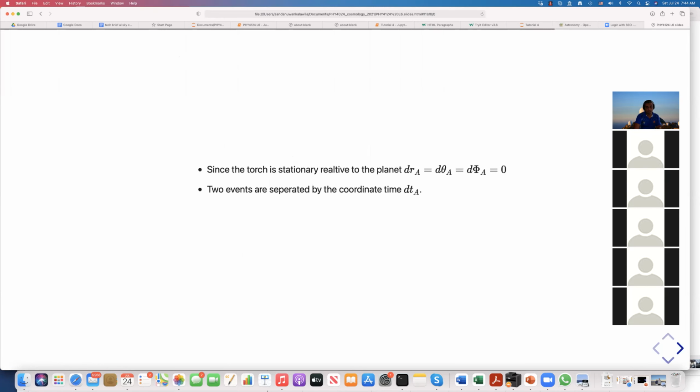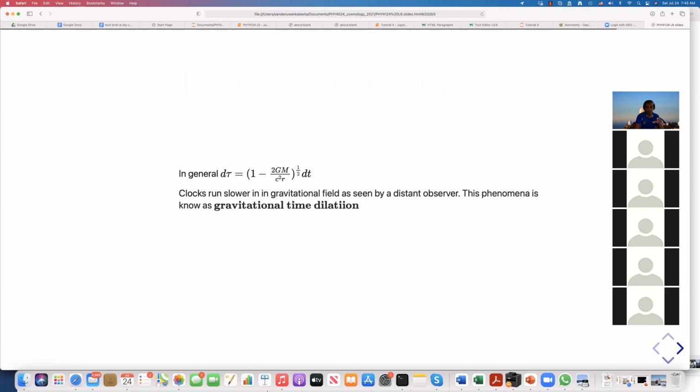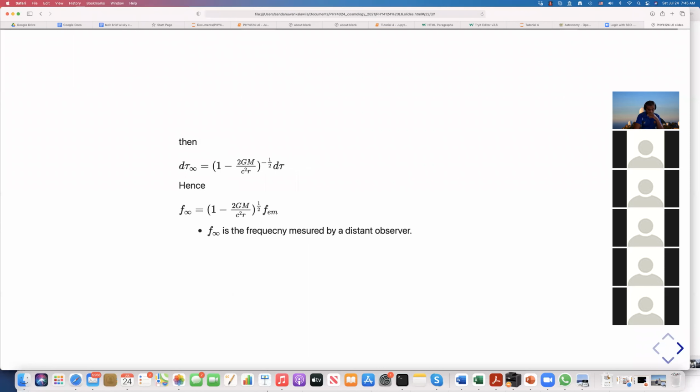And we will prove an equation to show how the gravitational time dilation works. And then moving to the next section about the gravitational redshift, right? Anybody have any questions up to here?